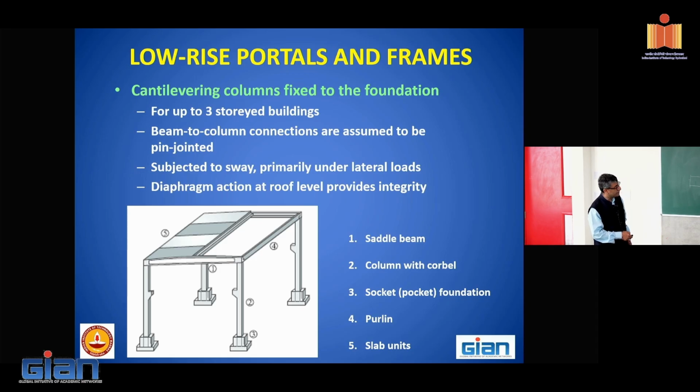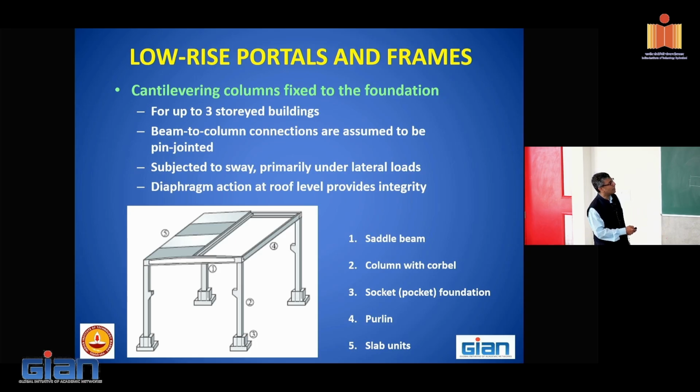That means this system, what does it consist of? First, there is a beam which is resting on columns with corbels, and then the columns are resting on these pocket foundations. Over these beams, we have the purlins, and then we have the slab units. That means we have to understand the different components. Where is the lateral load resistance coming from? The lateral load resistance is coming from this fixity of the base of the column.